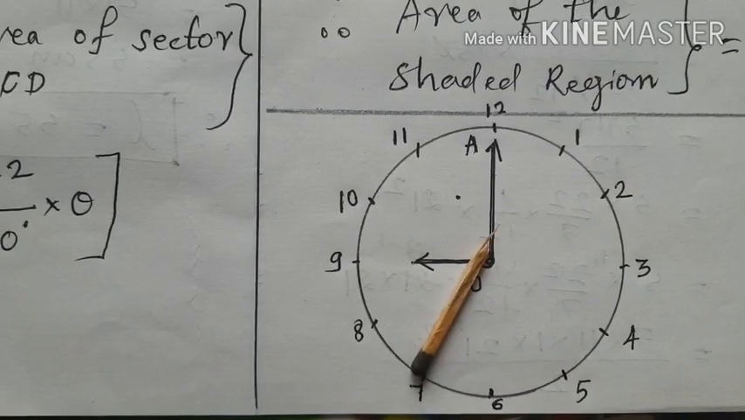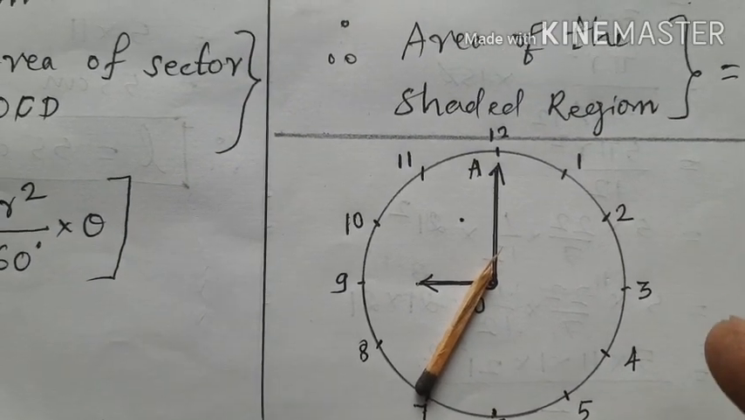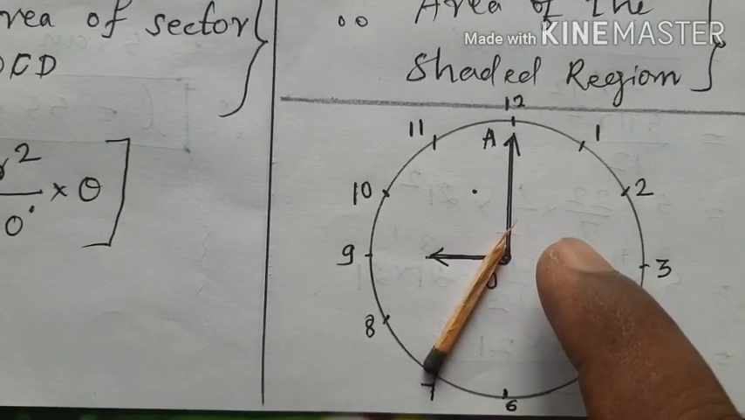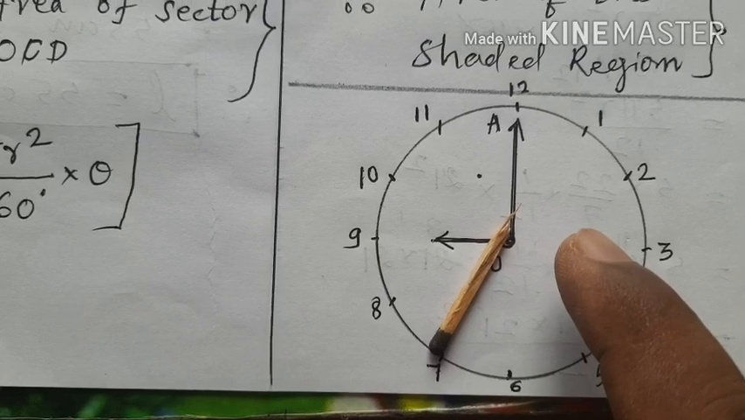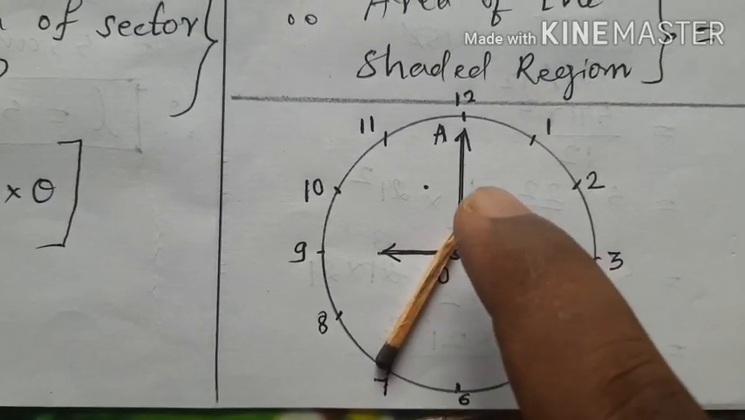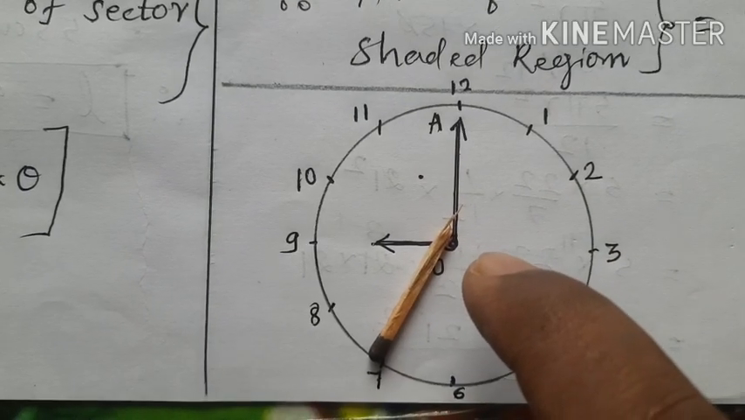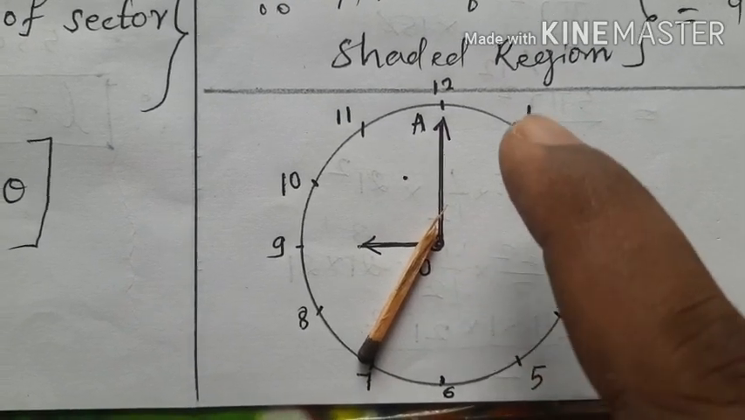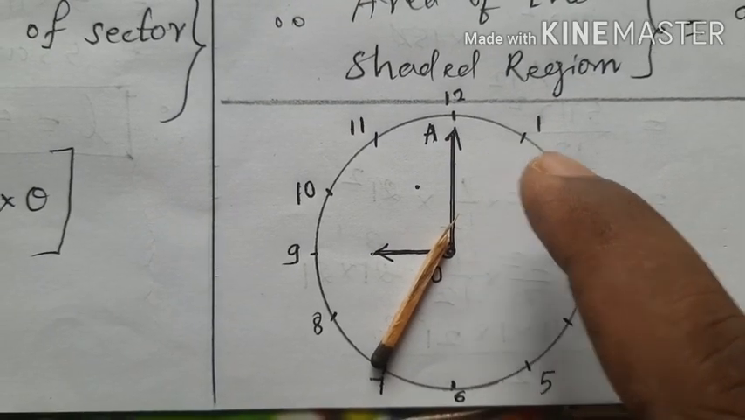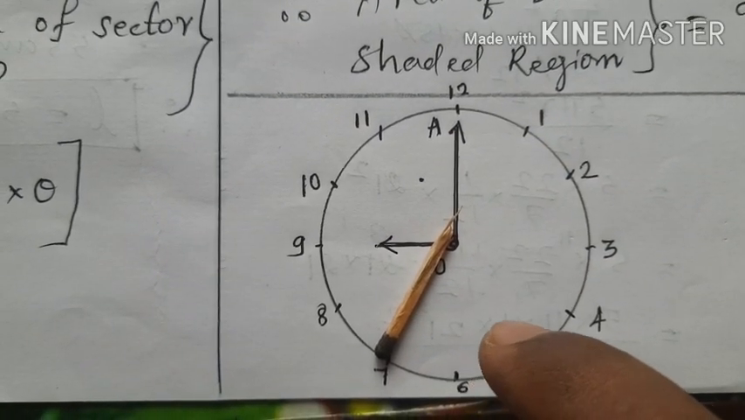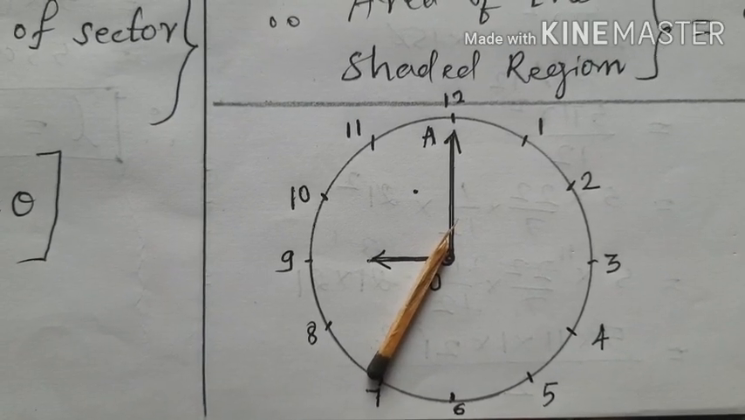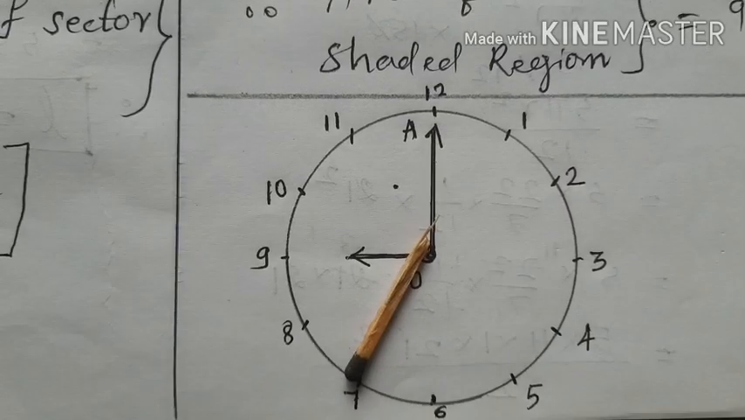They have given that the length of this minute hand is 10 centimeters. So until and unless we know the central angle or sector angle here, we will not be able to find the area swept by the minute hand from 9 a.m. to 9:35 a.m. Let us calculate the sector angle of the sector.